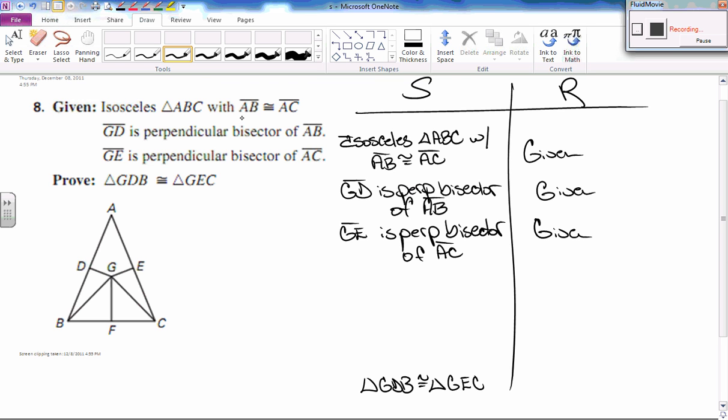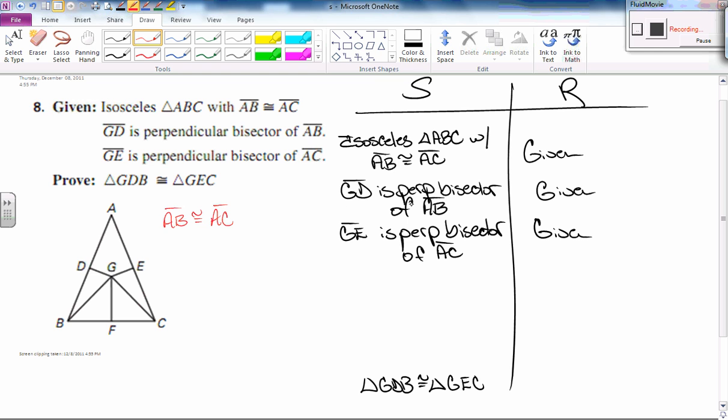isosceles, okay, with side or line segment AB congruent to line segment AC. So if you look over here at the diagram, this side AB is equal in measure or congruent to this side AC. So what we can say is that AB is congruent to AC.